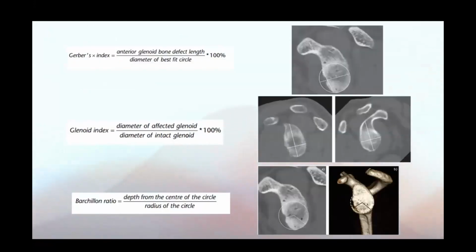There's Gerber's index. That's the anterior glenoid bone loss defect. Like I told you, perfect circle. The distance between the diameter that is non-affected and the affected diameter: affected upon non-affected into 100 will give you the best fit defect. Then the diameter of the affected glenoid upon the diameter of the intact glenoid.